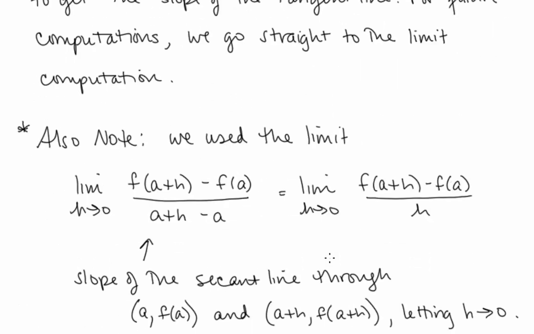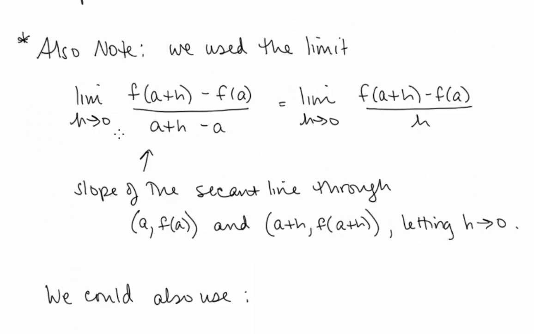I also want to point out, we use the limit here in this notation, limit as h goes to 0 of f(a + h) - f(a) over (a + h) - a, which simplified here. And this is the slope of the secant line through the points (a, f(a)) and (a + h, f(a + h)). And here we let h go to 0. But we could write this in different notation.